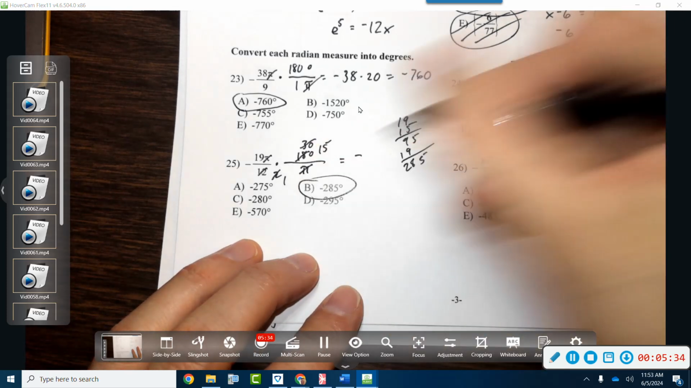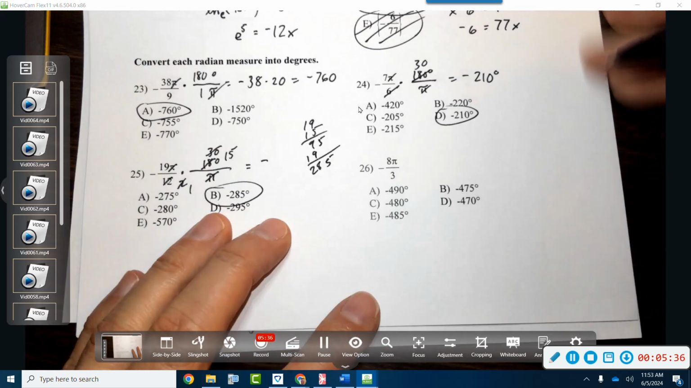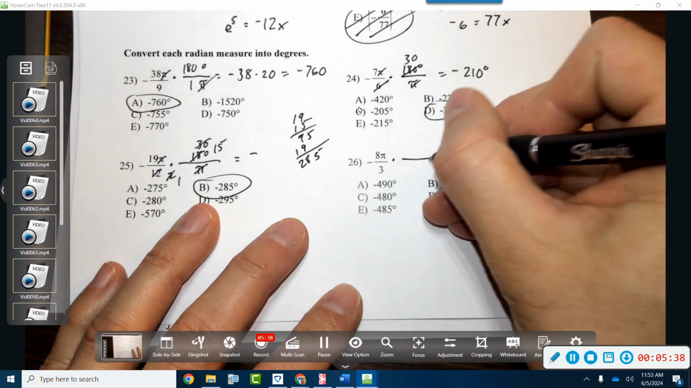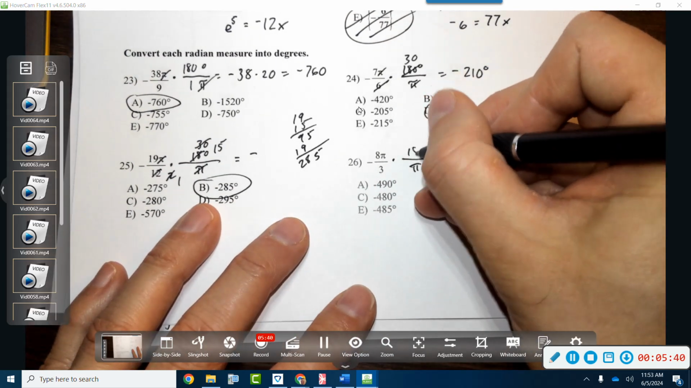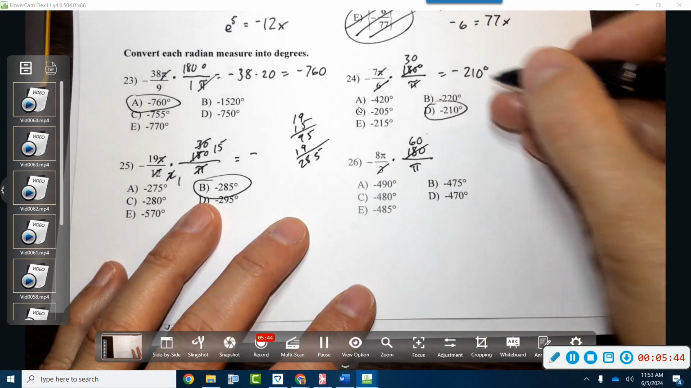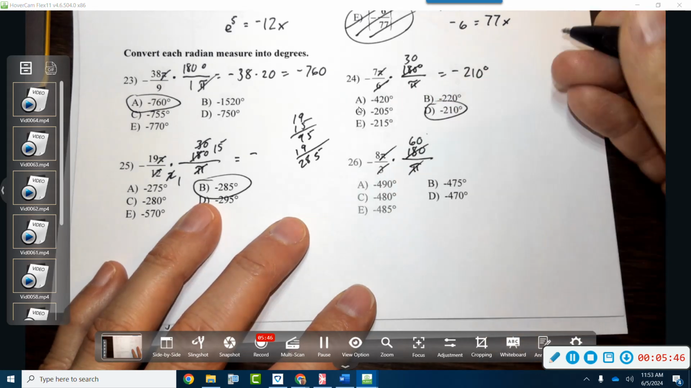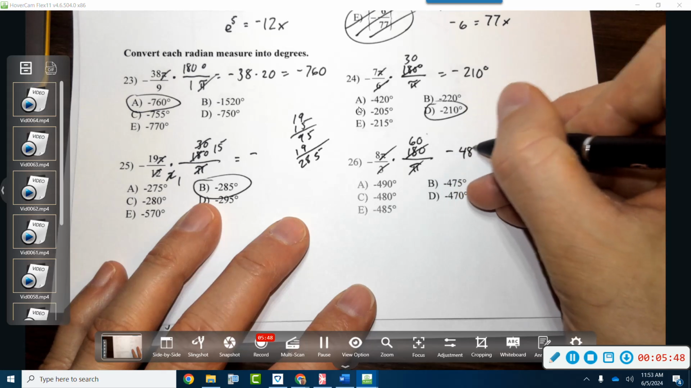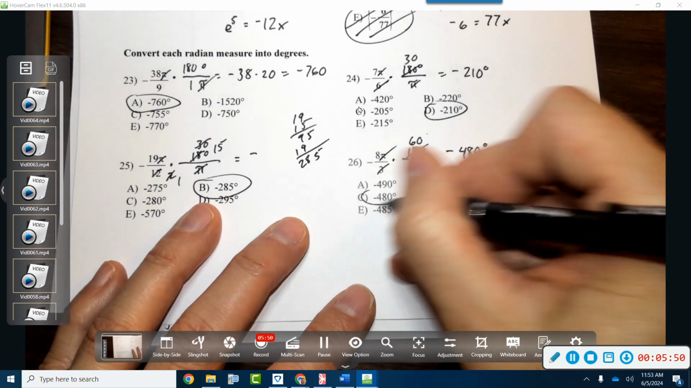And it's negative. Okay, and then finally, this guy, get rid of the pi, introduce 180. Goes in there 60 times. 6 times 8 is 48. We're going to go ahead and add the 0. Remember, the pi's cancel out. And there we go, negative 480 degrees.